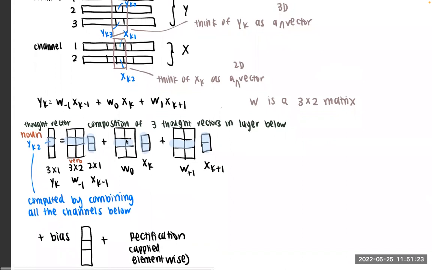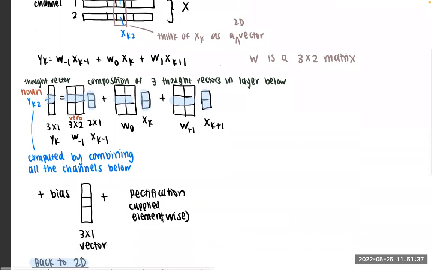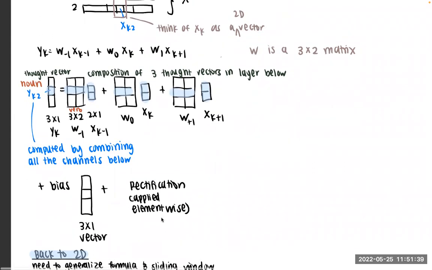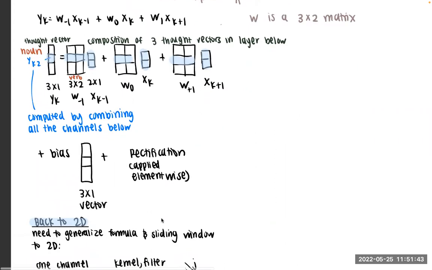And then later we can also add the bias vector, and then add the rectification. So the rectification is always applied element-wise, always one-dimensional. For example, sigmoid or ReLU. Okay, so that's the basic operation for convolution.